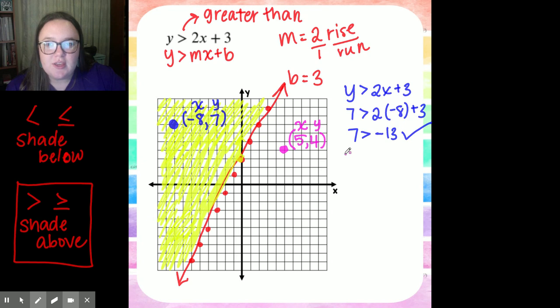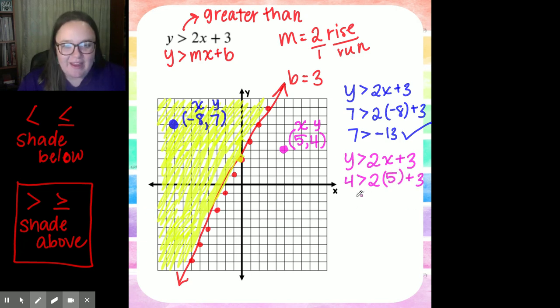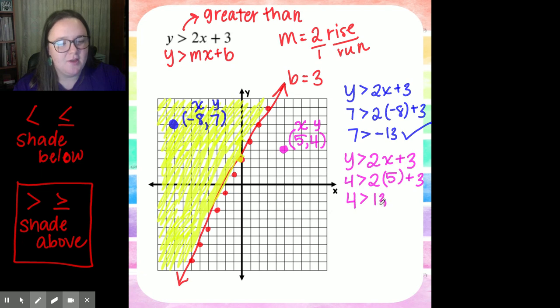So my original is Y is greater than 2X plus 3. And I'm going to substitute. 4 is greater than 2 times 5 plus 3. Let's simplify and see what happens. 2 times 5 is 10, plus 3 is 13. We're going to read this statement out loud. 4 is greater than 13? No, never. Never is 4 greater than 13, right? So no, this test point didn't work. We knew that because it's not in the shaded part.